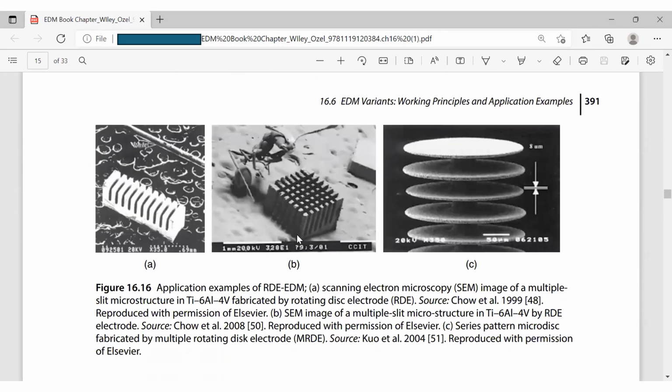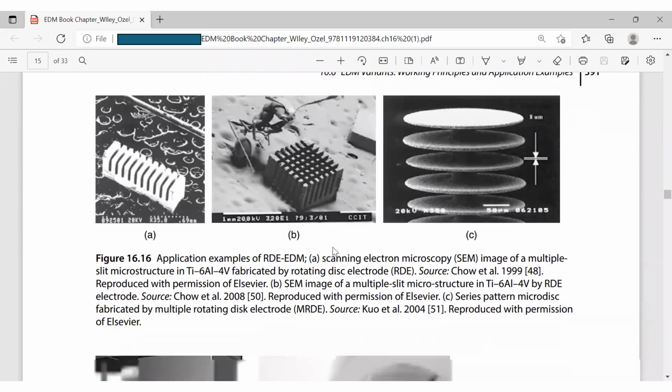So here is an example of RDEDM. You can see the slots there. Different lines. It's very beautiful, right? And here also, C is a series pattern of micro discs fabricated by multiple disc electrodes. This multiple disc is made just using this RDEDM.